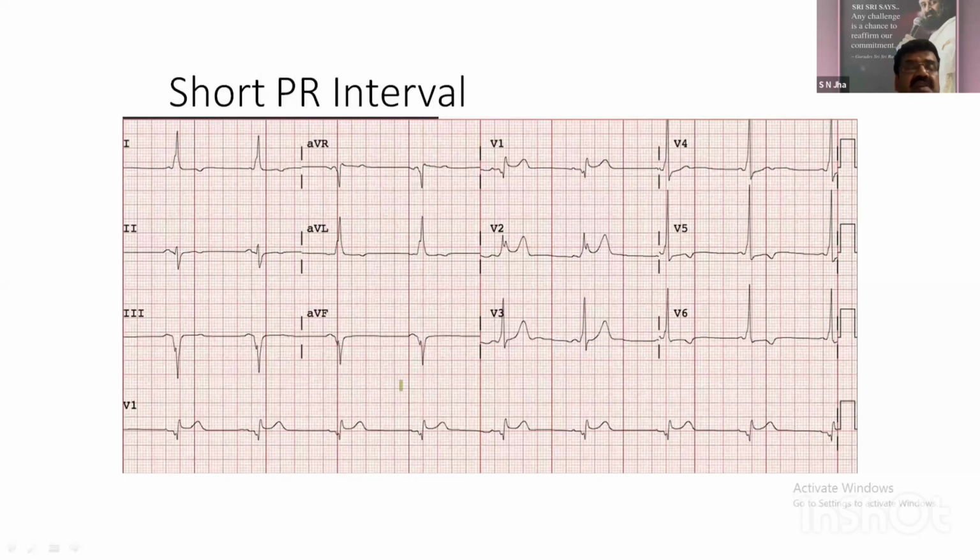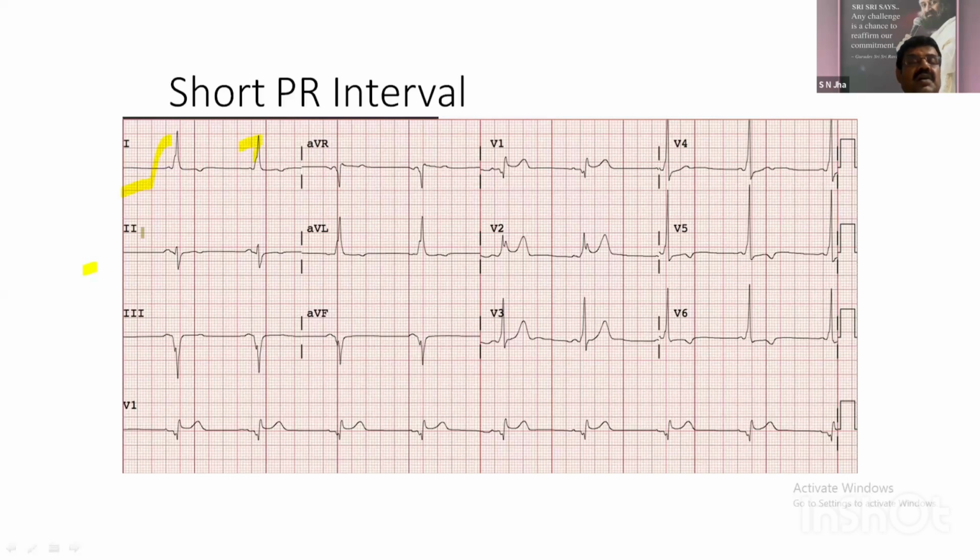Now short PR interval. Can you appreciate here the short PR interval? Here the PR interval is less than 2 small squares. Can you see the P just appearing just before the QRS wave, in lead 1 you can appreciate more. And if you see in lead 1, there is slurring of the upstroke, we call it delta wave.